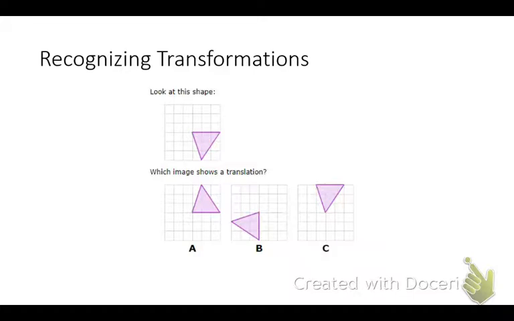All right, here's another one. Look at this shape. Please don't say the answer out loud. Which image shows a translation? Would that be A, B, or C? All right, don't say it out loud. Just write it on your desk. Would that be A, B, or C?